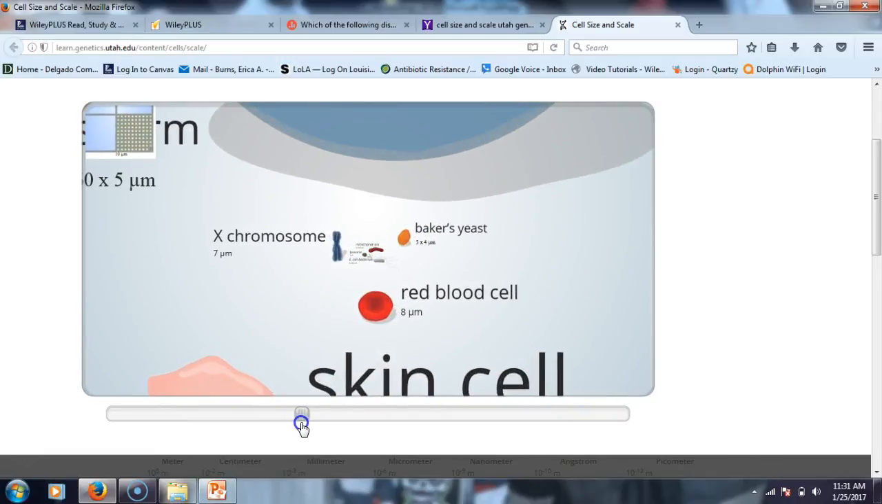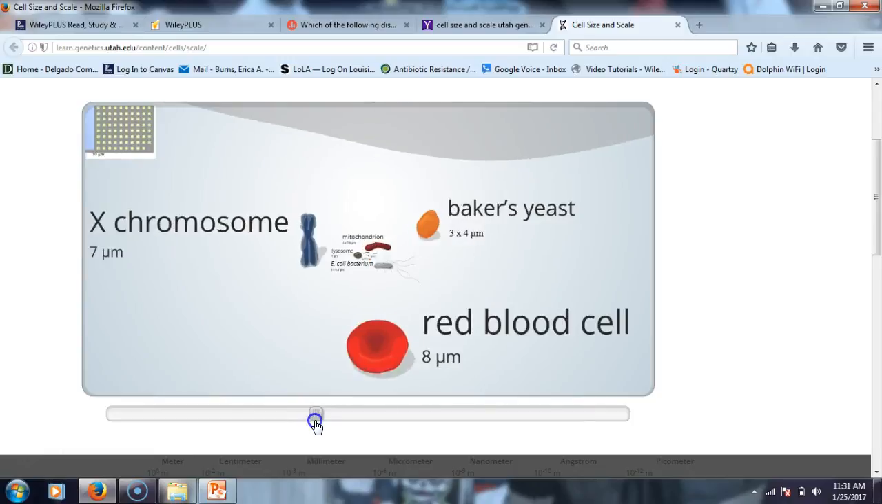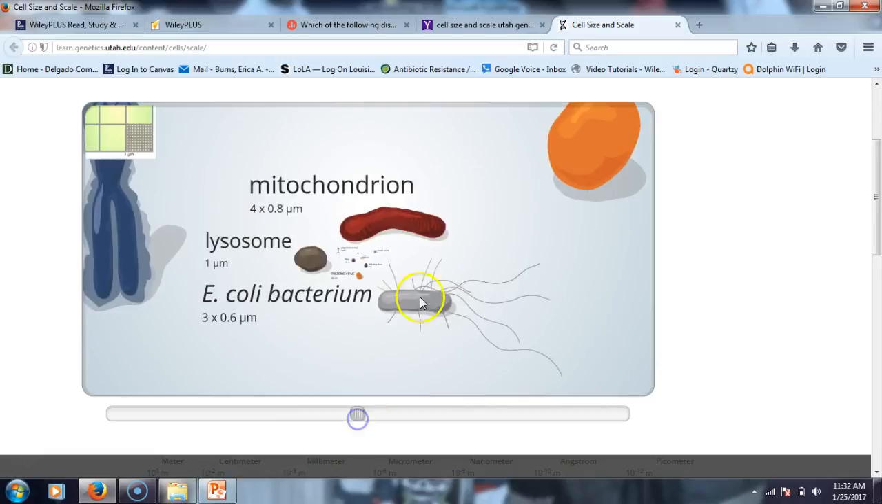Red blood cells, to see them in this detail, you'd need a microscope, because they're 8 micrometers in size. You can see baker's yeast, like we did today under the microscope in lab. You could see chromosomes when they're condensed, like the X chromosome. You could see bacteria, which you can see in this instance as compared to mitochondria.